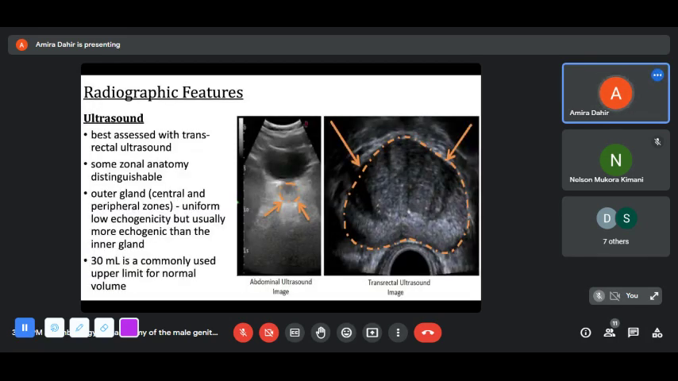On radiographic features, ultrasound is best assessed with transrectal ultrasound. You can distinguish some zonal anatomy, such as the central and peripheral zones. They appear low echogenicity, but usually more echogenic than the inner gland. The prostate usually is 30 mL as an upper limit in volume.